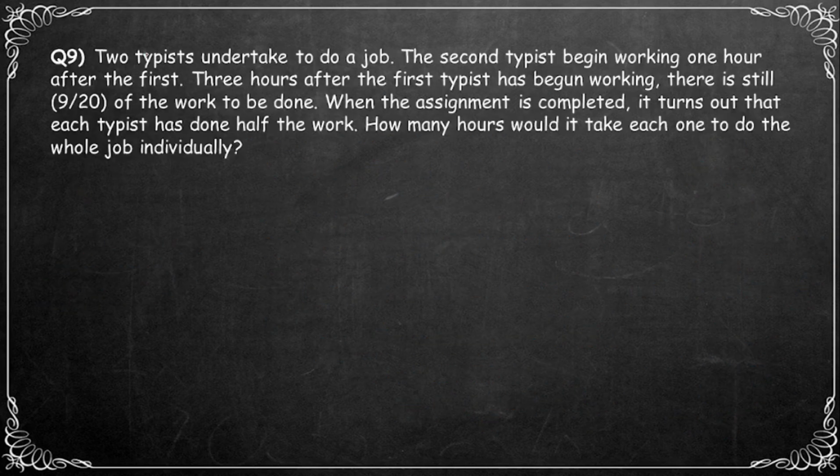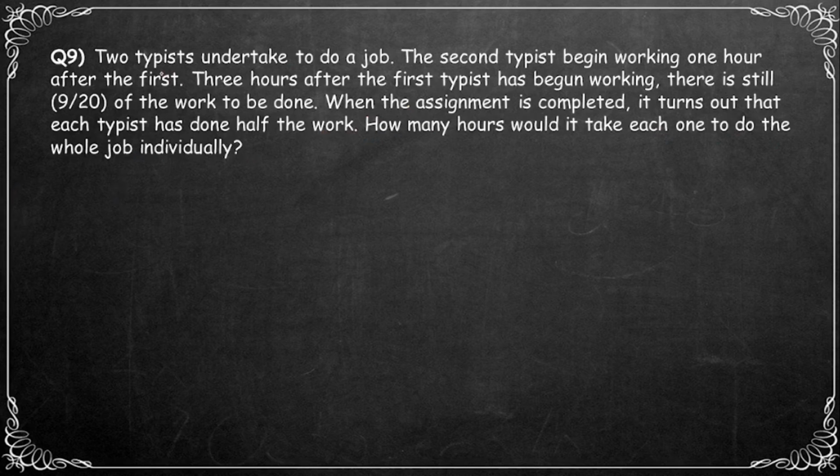Question 9. Two typists undertake to do a job. The second typist begins working 1 hour after the first. 3 hours after the first typist has begun working, there is still 9 by 20 of the work to be done. When the assignment is completed, it turns out that each typist has done half of the work. How many hours would it take each one to do the whole job individually?